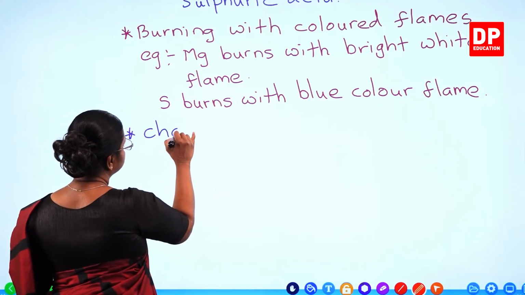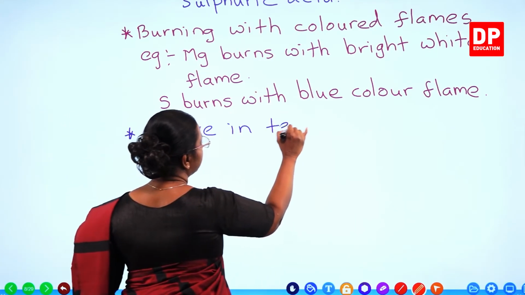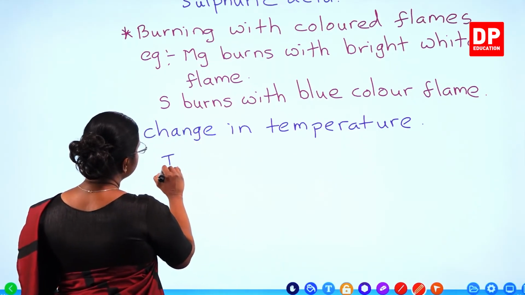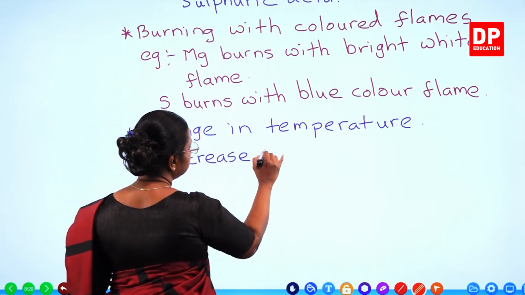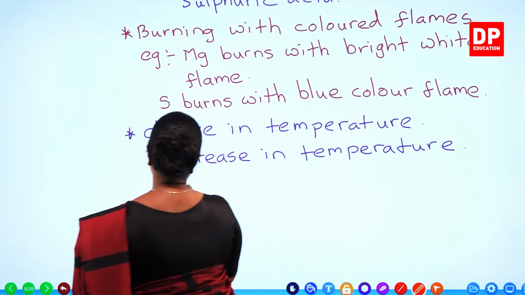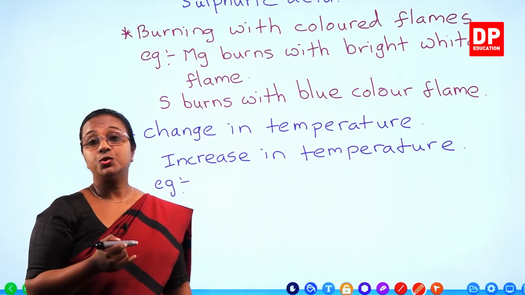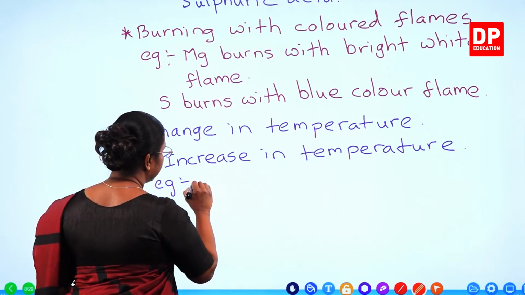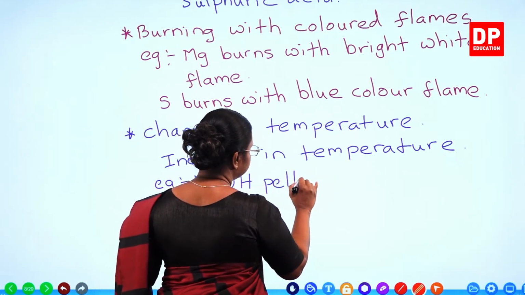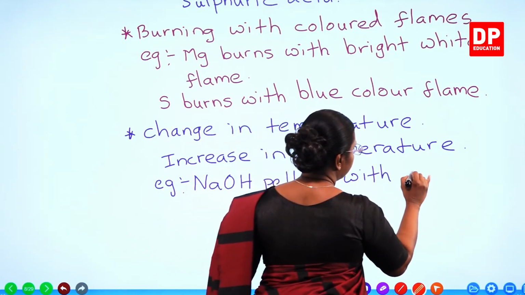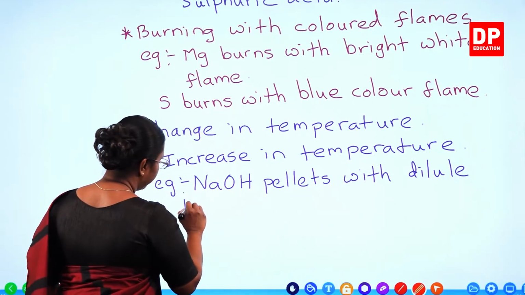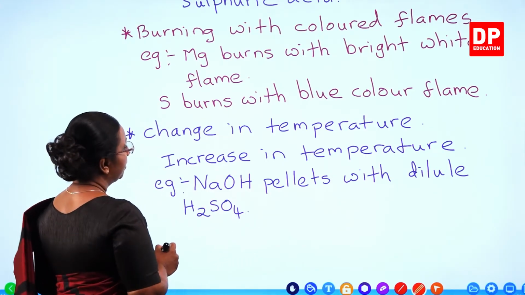Then another one. Change in temperature. So there we can say increase in temperature. What are the examples? We looked at one, sodium hydroxide and dilute sulfuric acid. So I will write the chemical formula. You are familiar with that. Sodium hydroxide pellets with dilute sulfuric acid, H2SO4.